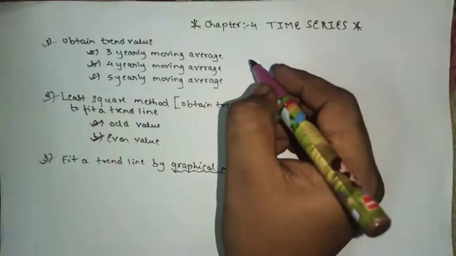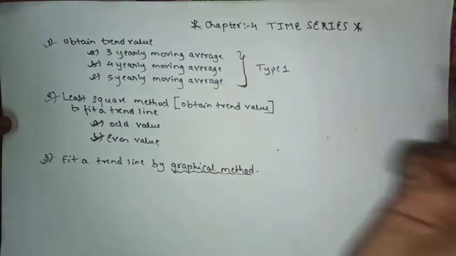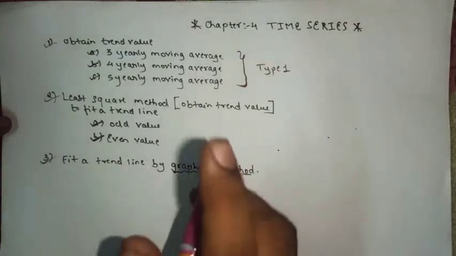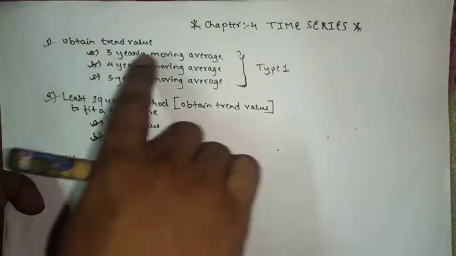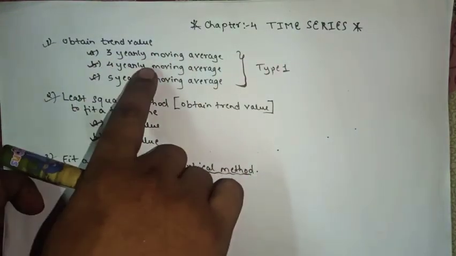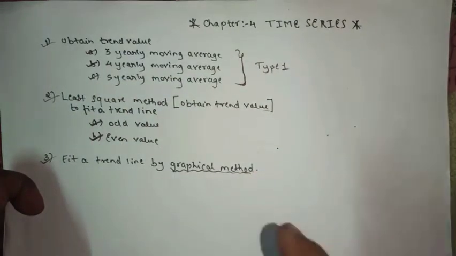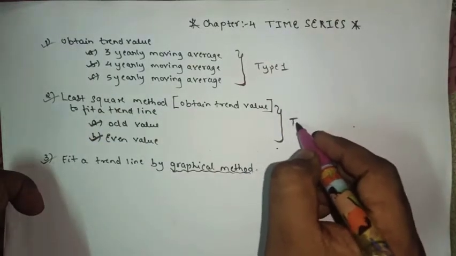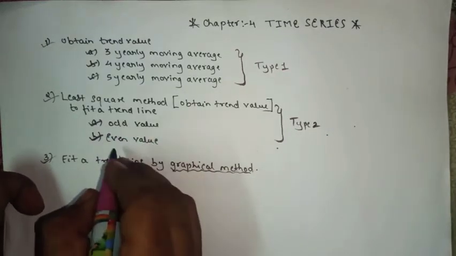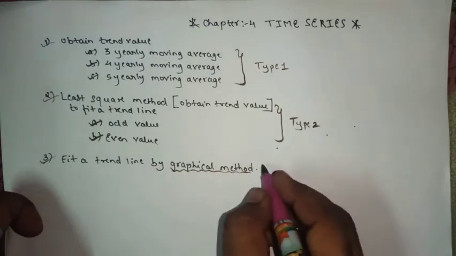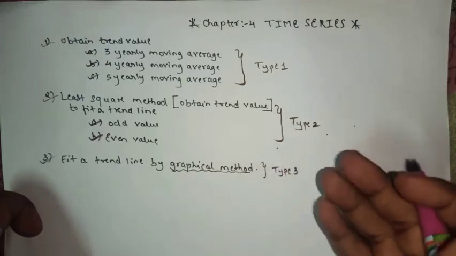So let's begin with type number 1. We'll see one example based on each subtype: one example on 3 years moving average, one on 4 year, and one on 5 yearly moving average. Same for type number 2: one sum based on odd values and one sum based on even values. And for type number 3, here also we'll take 1 or 2 examples.